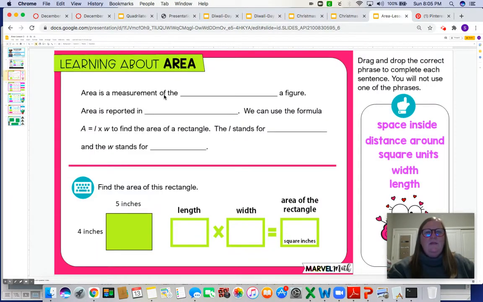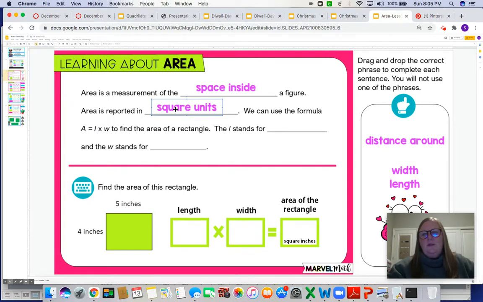Area is a measurement of the space inside a figure. So remember we said area is the inside, perimeter is on the outside. It's around the outside. Area is reported in square units. So that means it doesn't matter if it's inches, centimeters, yards. The answer is going to be square centimeters or square inches or square yards.